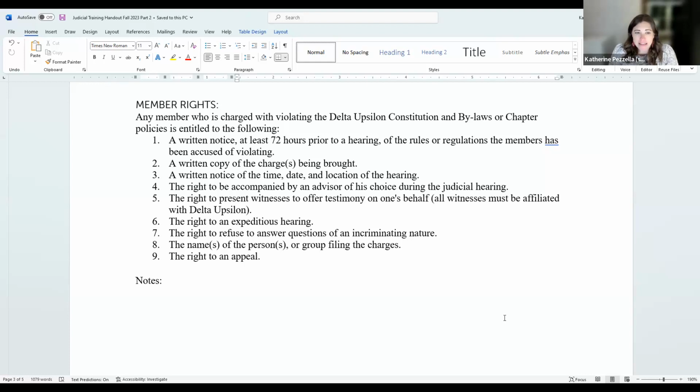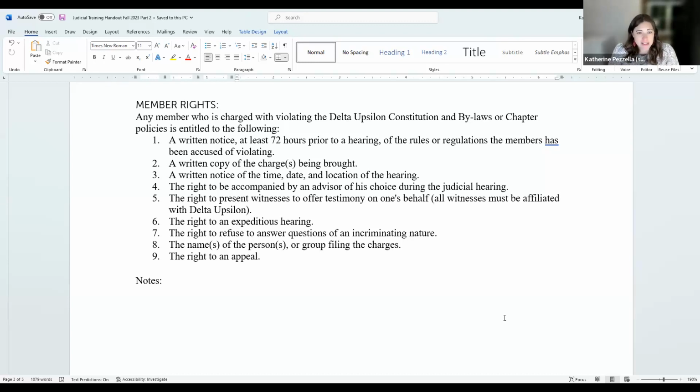They should be notified that they are allowed to be accompanied by an advisor of their choice. And in this case, the word advisor does not necessarily mean like a volunteer chapter advisor. It means just anyone they want to bring that is kind of their support person in the process. So that could be another member, it could be an associate member, it could be their big, you know, it could be anyone that they want to have with them in the hearing.